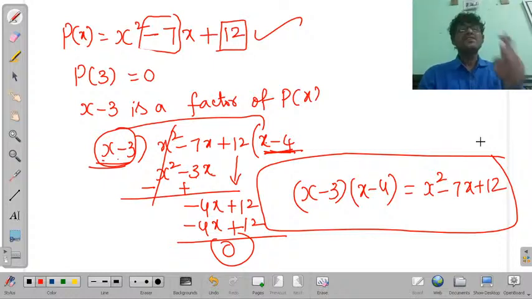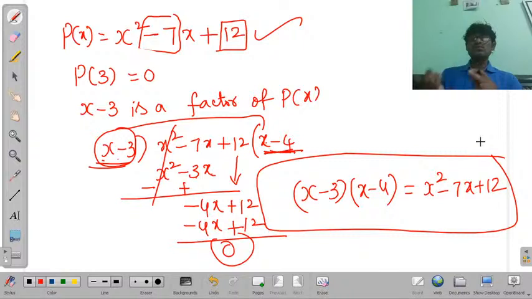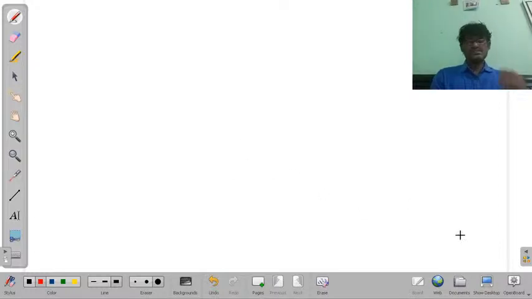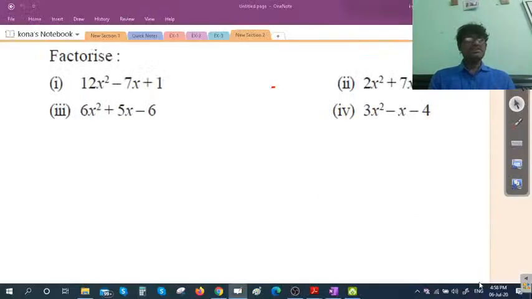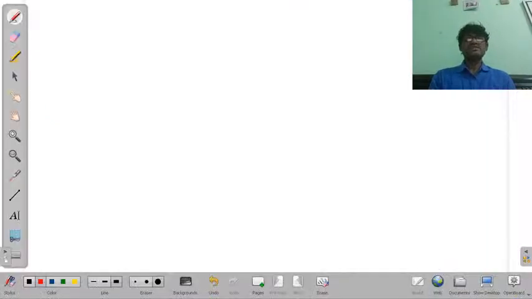This is another method. I already told you, it seems somewhat longer, but you know the method of how to do this one, right? By using this method, let us do the problems given in the exercises. So you see here, the first one, what do we have? 12x square minus 7x plus 1 we have.